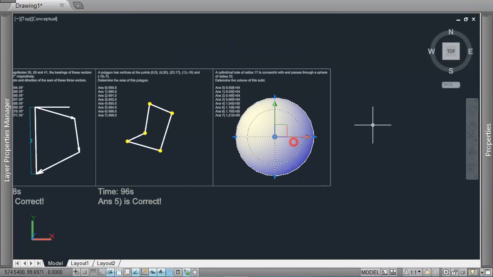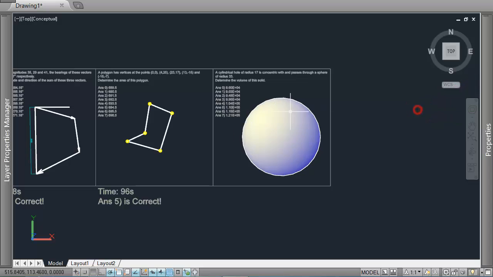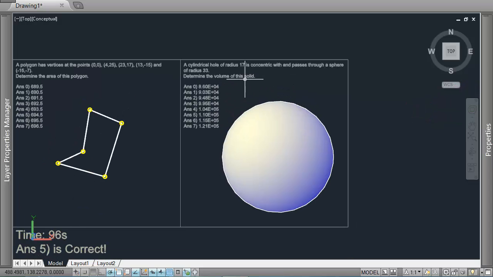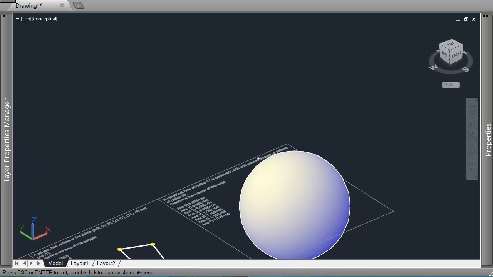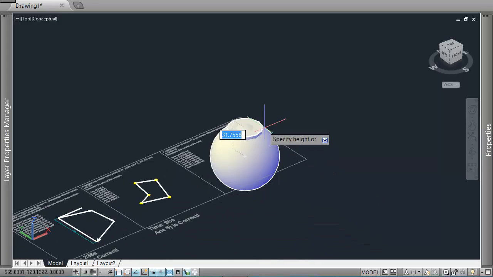So this is my sphere, and I need a cylindrical hole concentric with that sphere. So I can supply the cylinder command. I can snap to the center of this sphere and specify a radius 17. Shift and middle click to rotate the camera.